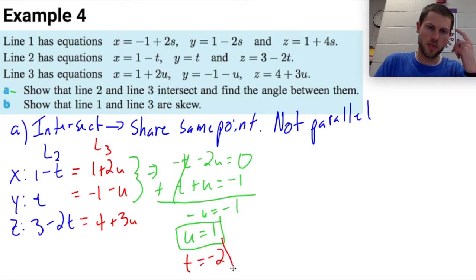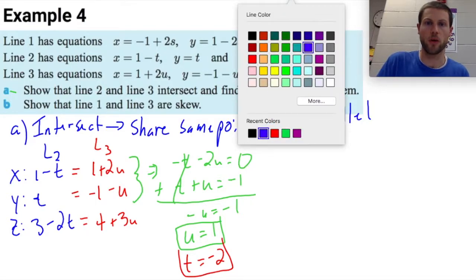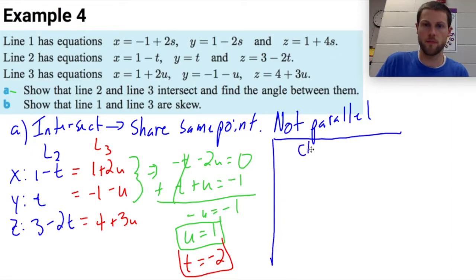So now, since I have my u value and my t value that should make these 2 lines at the same exact position, we're going to compare just that. So let's take L2 and L3, and we're going to plug in these values that I found. So here's my check over here. We have to confirm the actual intersection. So for L2, I'm going to take 1 minus -2, just plugging in this t value in this x equation. I don't even write x, y, z here.